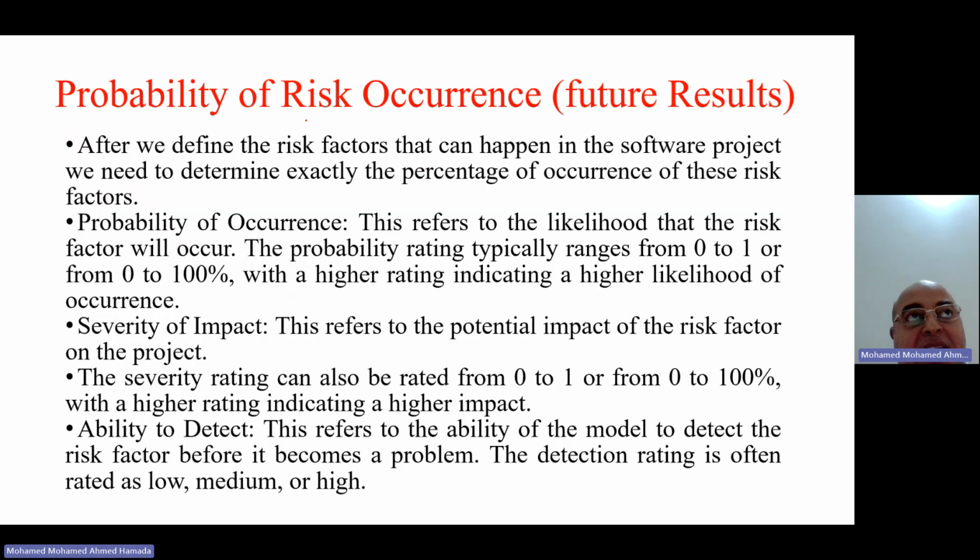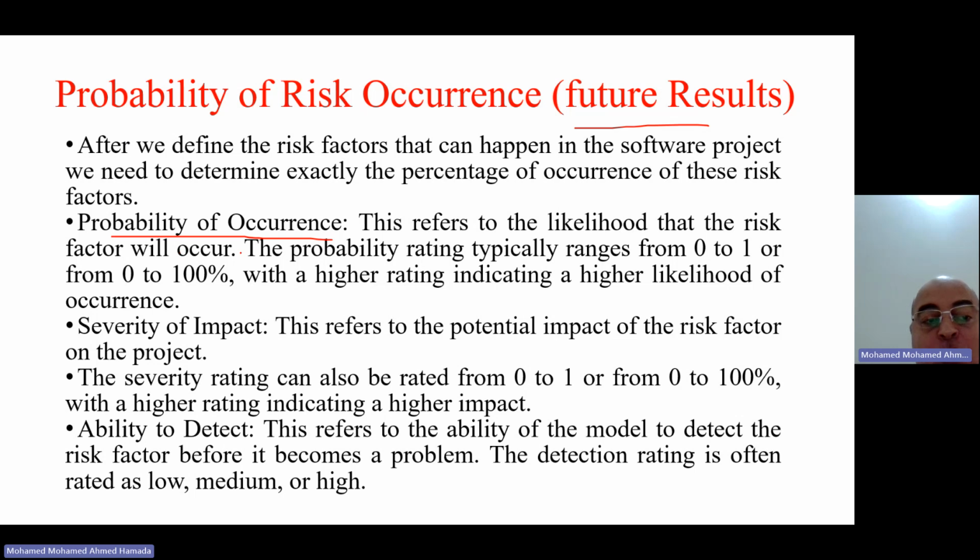Actually, we don't need only the factors. We have something important, which is the probability of risk factors. It means that if we have some risk factors, we know what percentage chance there is that they can happen. Now we're working on this as a future result. We try to make our model also predict the percentage of occurrence of the risk factors. So our model now can predict which risk factors can happen, and we are working to predict the percentage. It will depend on the probability of occurrence of the risk factors.